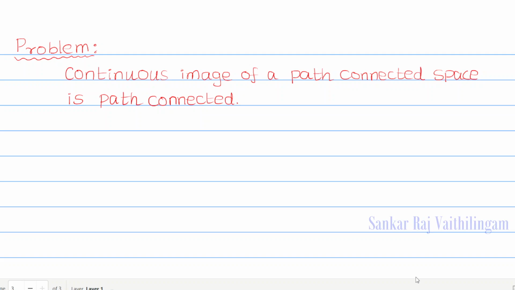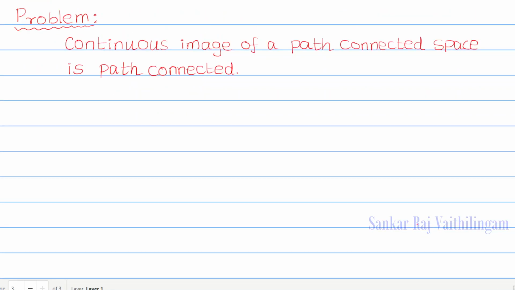Dear viewers, in this video, let us solve this problem. That is, we are going to show that the continuous image of a path connected space is path connected. So let me recall what we mean by path connected.